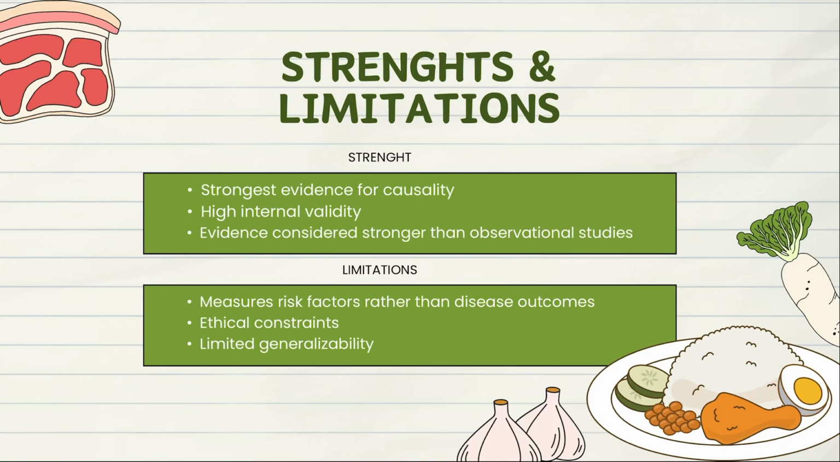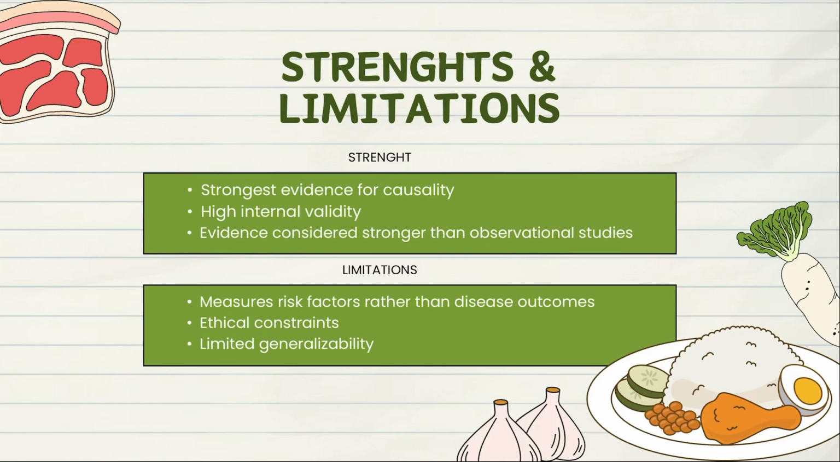RCTs as well have several key strengths. These include the fact that they provide the strongest evidence for causality due to the randomization of the participants, which minimizes confounding factors. The concept of blinding can also be used in the research study. It can either be single, double, or triple blinding. This reduces placebo effects and measurement bias. Overall, RCTs offer a high level of internal validity.